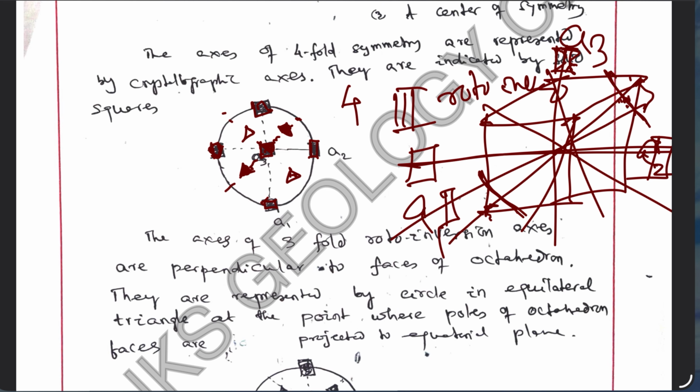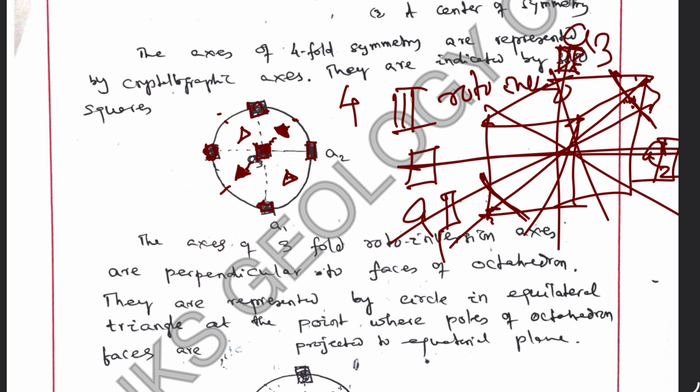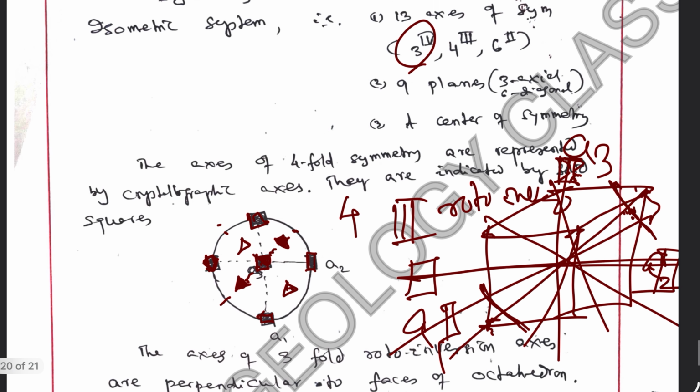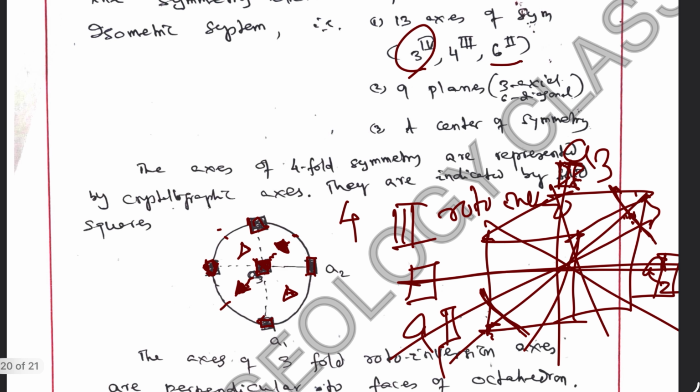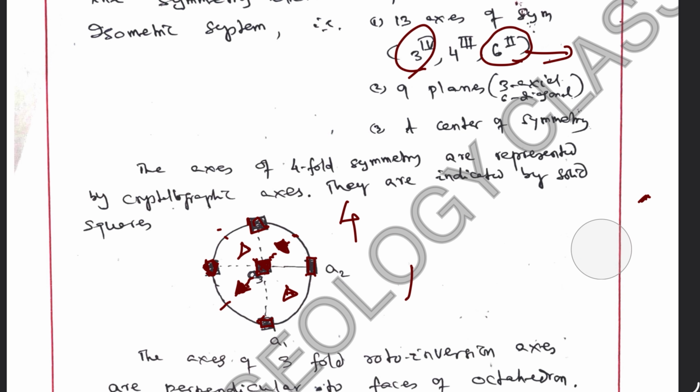These are the 3-pole axis, 3-pole rotor inversion axis. Then we have the 2-pole axis. There are 6 axes of 2-pole which join the center of opposite edges of this, opposite edges.